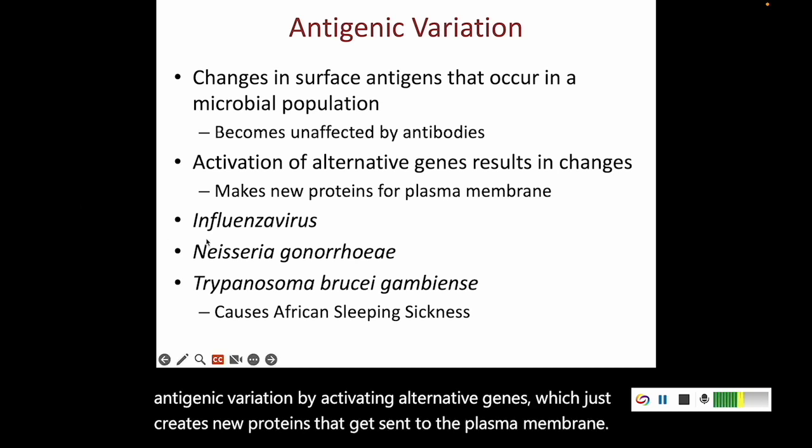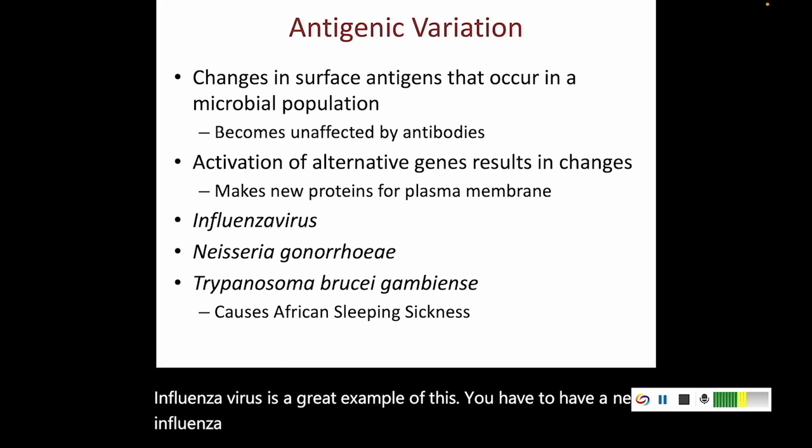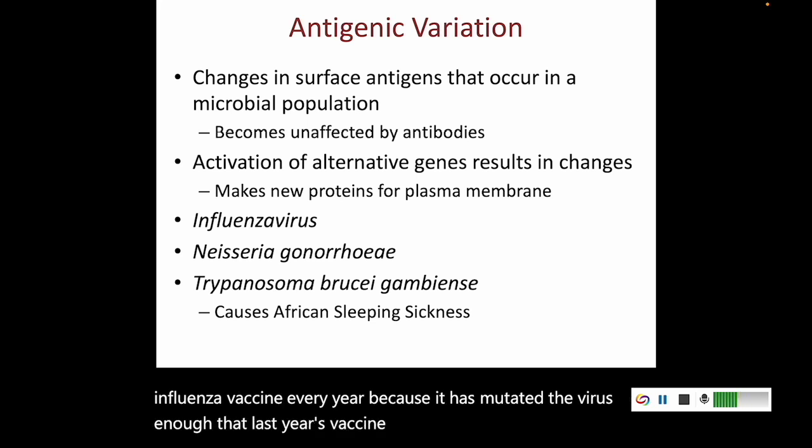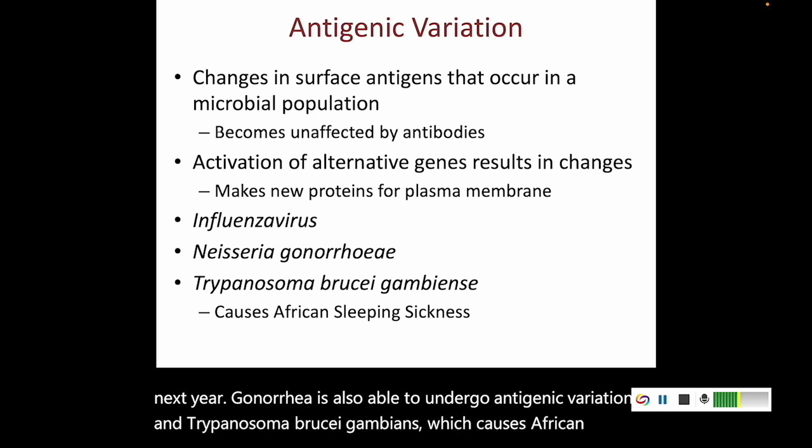Influenza virus is a great example of this. You have to have a new influenza vaccine every year because the virus has mutated enough that last year's vaccine won't work for this year's outbreak. Neisseria gonorrhoeae is also able to undergo antigenic variation. And so is Trypanosoma brucei gambiense, which causes African sleeping sickness.